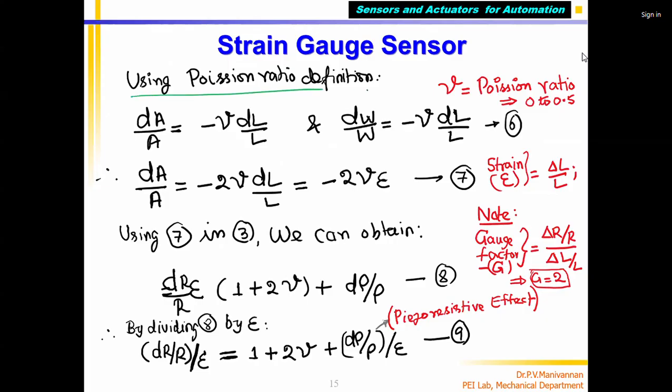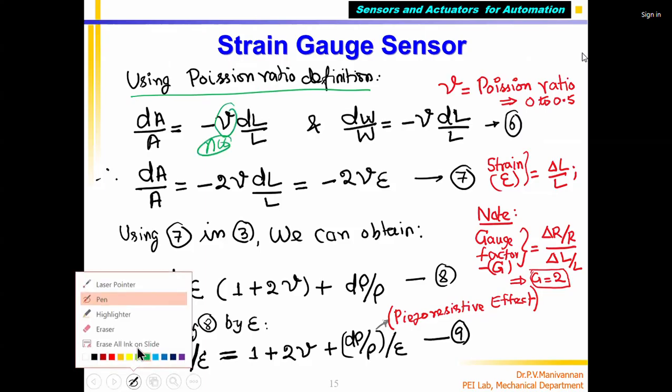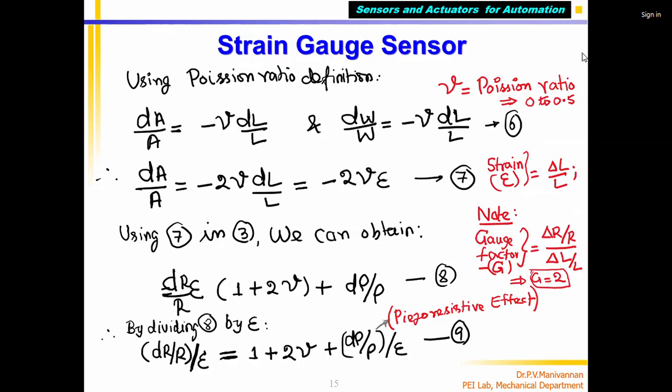Now, using Poisson's ratio definition. Poisson was a scientist who found the Poisson's ratio, which we are going to talk about. By the Poisson's ratio definition, my dH by H can be written as minus nu, the Greek symbol nu, into dL by L. And dW by W, that is change in width divided by original width, can be written as minus nu into dL by L. Now we can write dA by A equal to minus 2 into nu into dL by L.